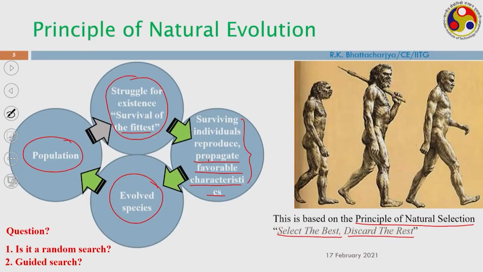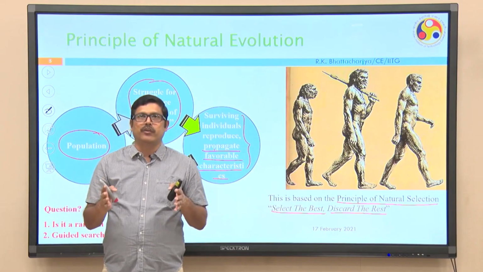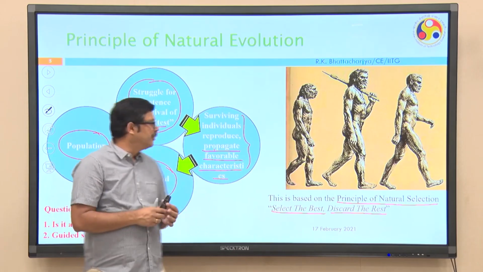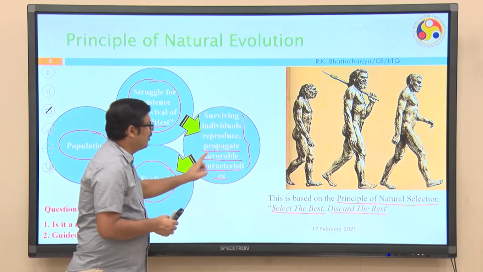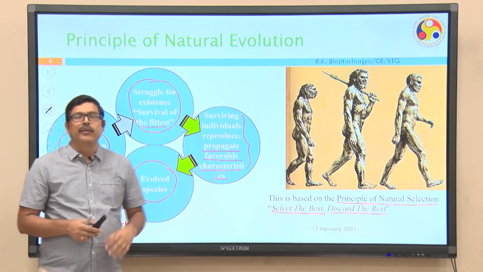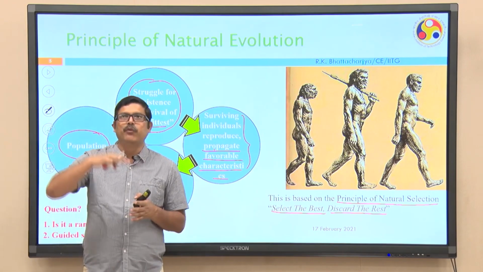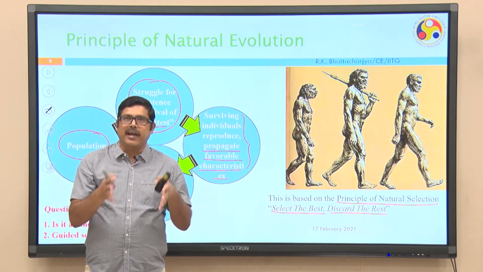Now, the basic question is, whatever is happening, I can say this is a search process. Every time you are getting a new solution. How are you getting a new solution? Because they reproduce and propagate the favorable characteristics, and due to that you are getting a new solution, and probably you are reaching some optimal solution, and they are in existence.